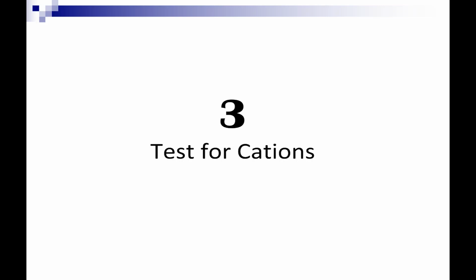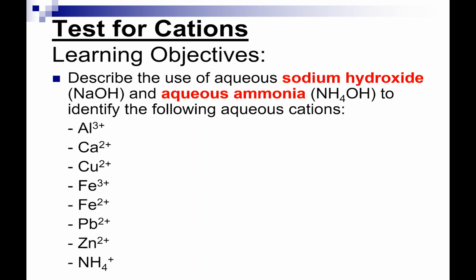Hello students, this lesson is on tests for cations. What will you be learning in this lesson? You will learn how to identify the following cations using two important reagents. They are aqueous sodium hydroxide and aqueous ammonia. However, aluminum ion has been taken out of the syllabus.